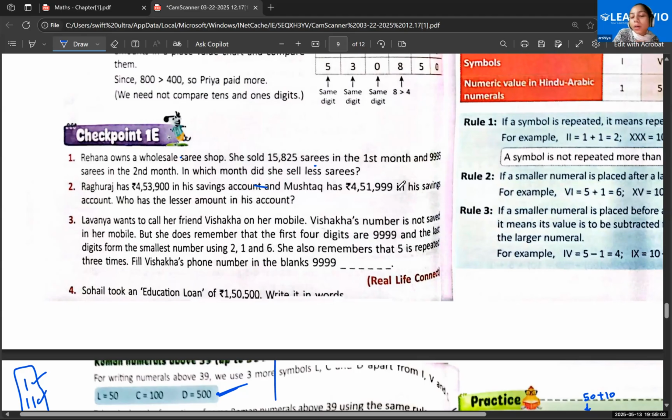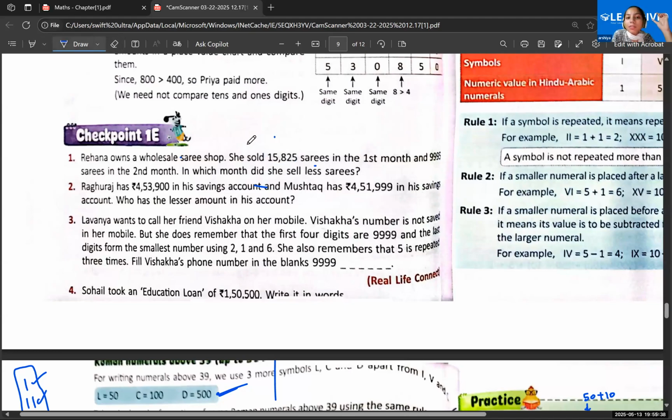Now how will you understand how to make the statements? Did you understand the question, what you have to find? Yes, ma'am. So you know how to solve it. For solving this question, you will need two numbers, and you have to compare which one is greater and which is smaller. Now you have to figure out what each number means in this question. The first number is 15,825.